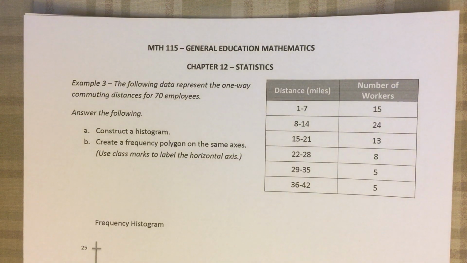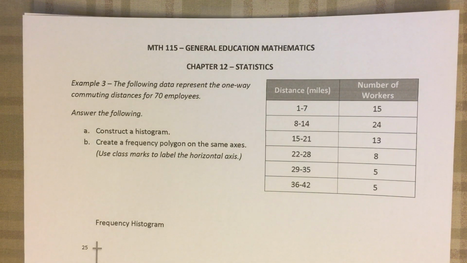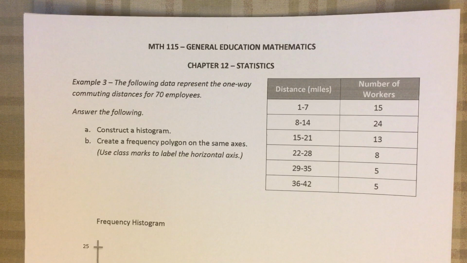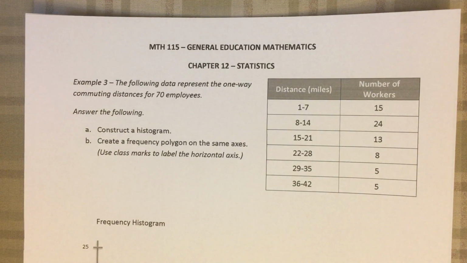Right, in this next example, we're going to create another frequency histogram. Notice that this time we have classes instead of just individual data values. As we do this, we're going to create a frequency histogram, and then we can create a frequency polygon on the same axes. We're going to use our class marks to label our horizontal axis.